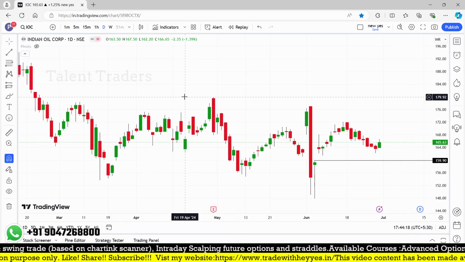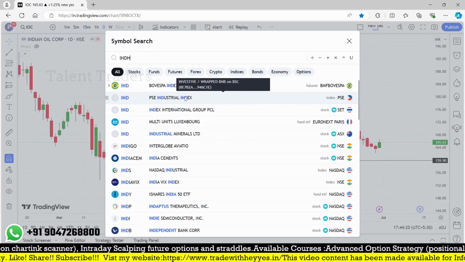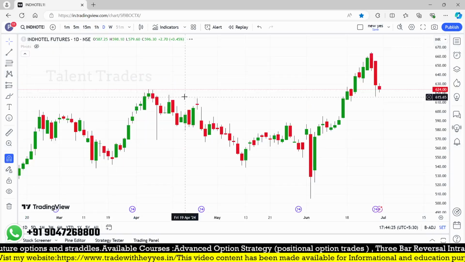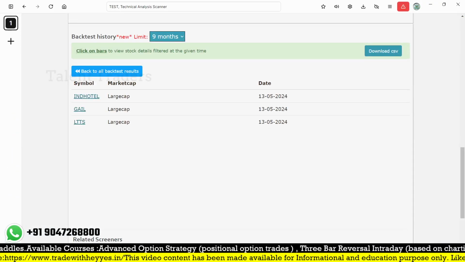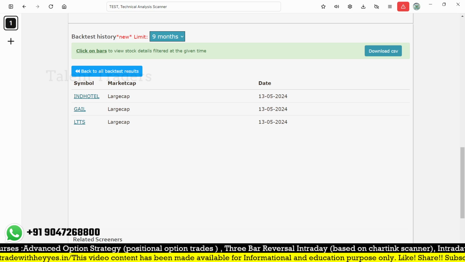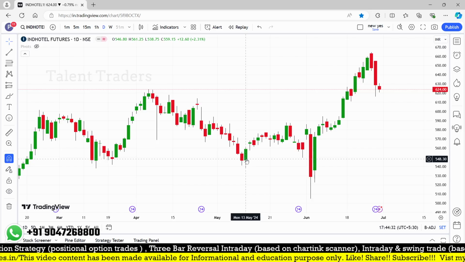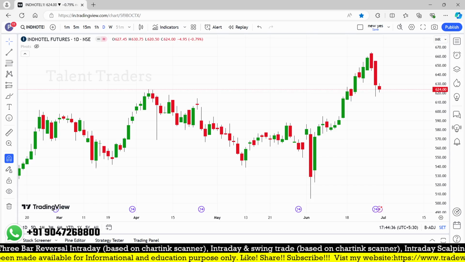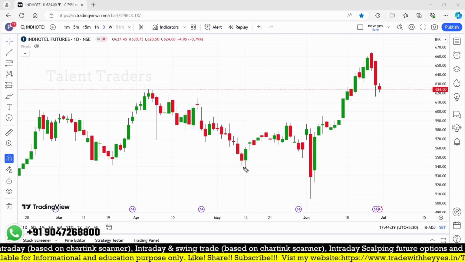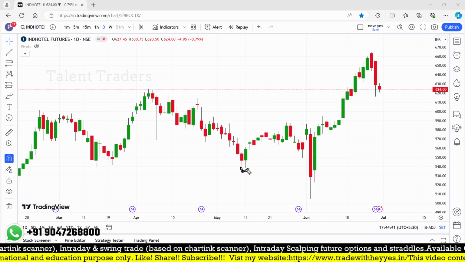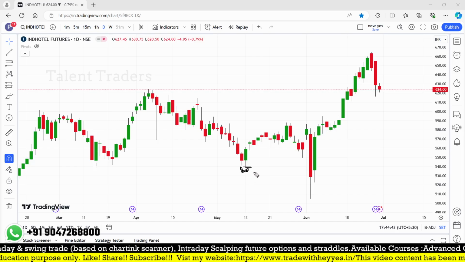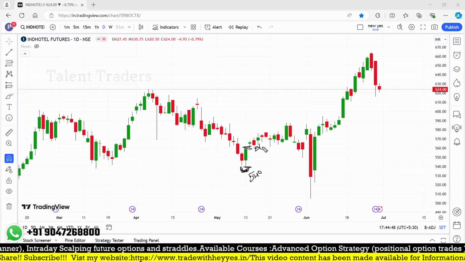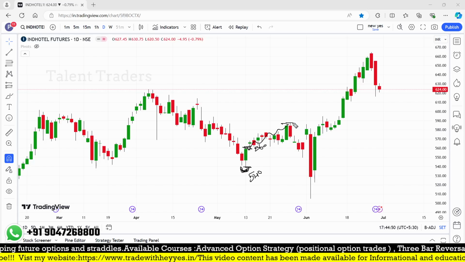Again Indo Hotel, so let me go to Indo Hotel. This happened on 13th of May. Here is an opportunity on this particular day. The swing low is on the same candle itself, so you can keep the stop loss below the current candle low, near about 540. This is our entry point, near about 560, and after that it moves to somewhere around 580.